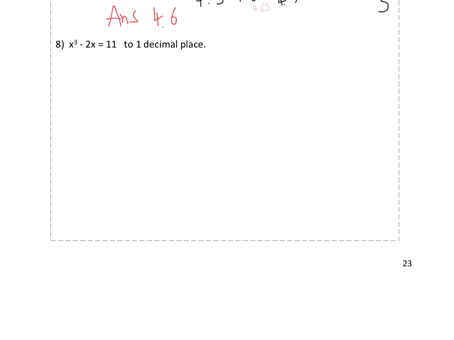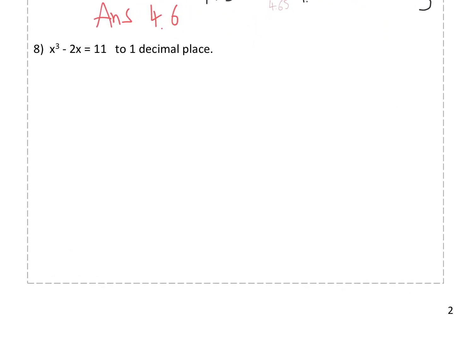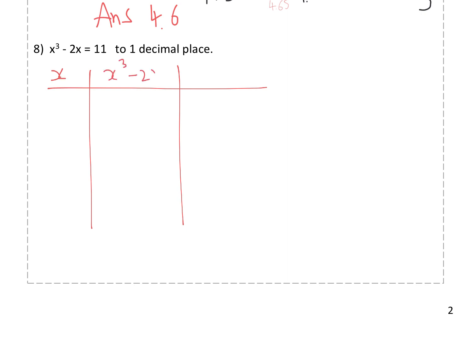Okay, let's try that again for this one. We need 3 pieces to the puzzle: what we choose x to be, what we work out the left hand side to be, and then we comment on that.